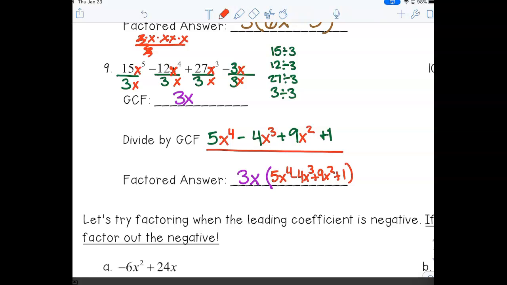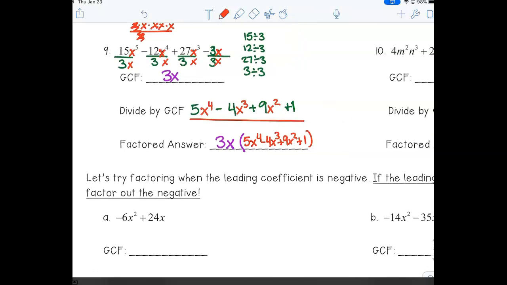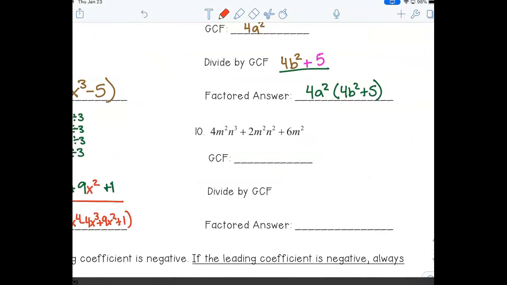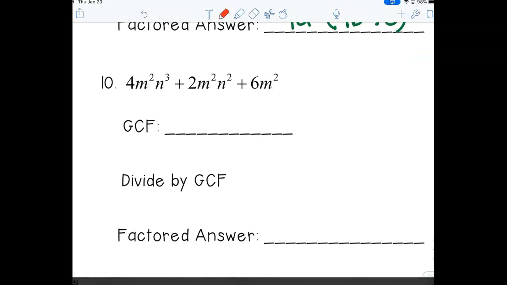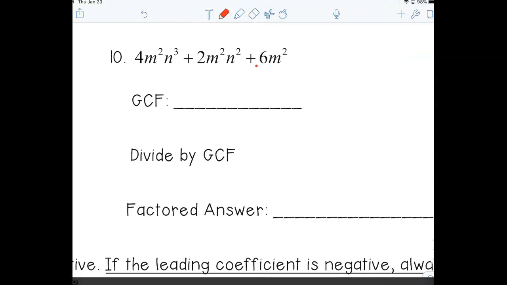Okay, so here's that last answer from the previous video. We're going to go try right here, number 10. We're looking to see what all these numbers have in common. All of those numbers divide by 2. They're all even. That's the highest thing they have in common.